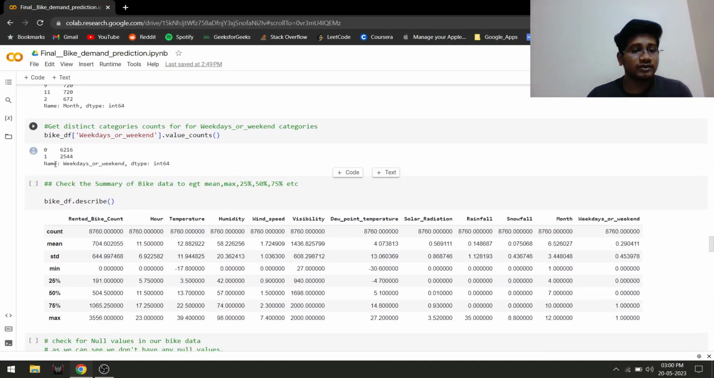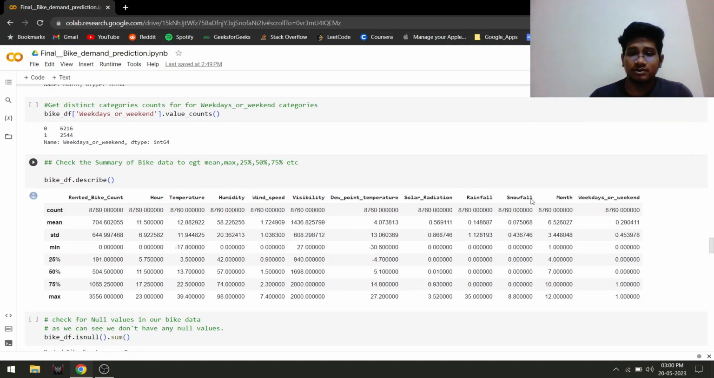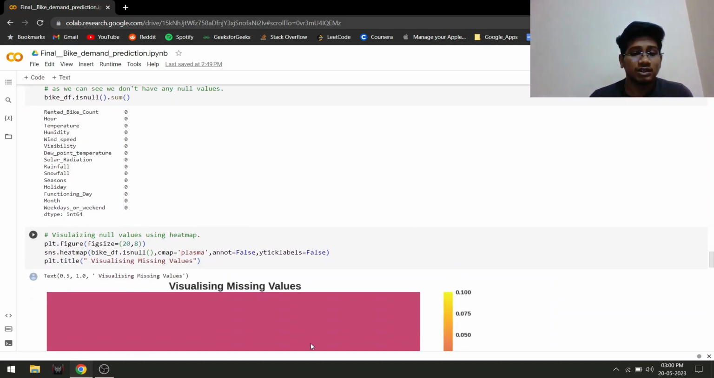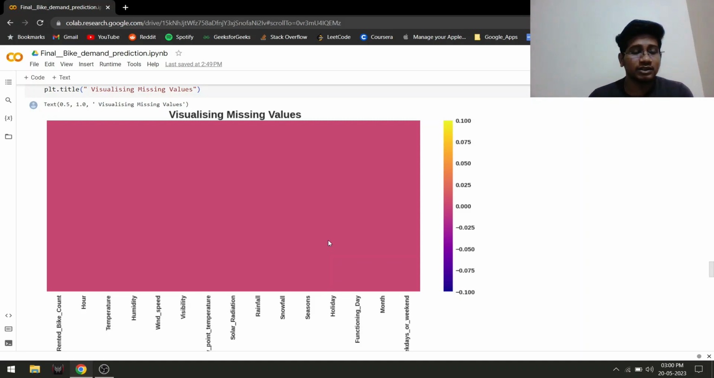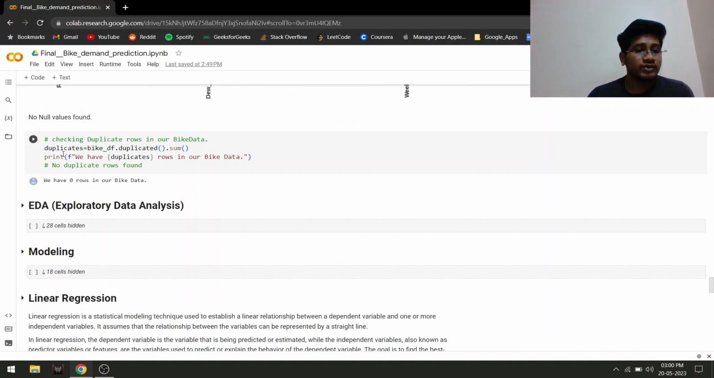After that, we will check the summary to check the mean, max. We will check for null values. We have 0 null values, and we will visualize null values using a heat map. Here we have got no heat because there are no null values. So we have completed our data exploration. Now we will move over to EDA.